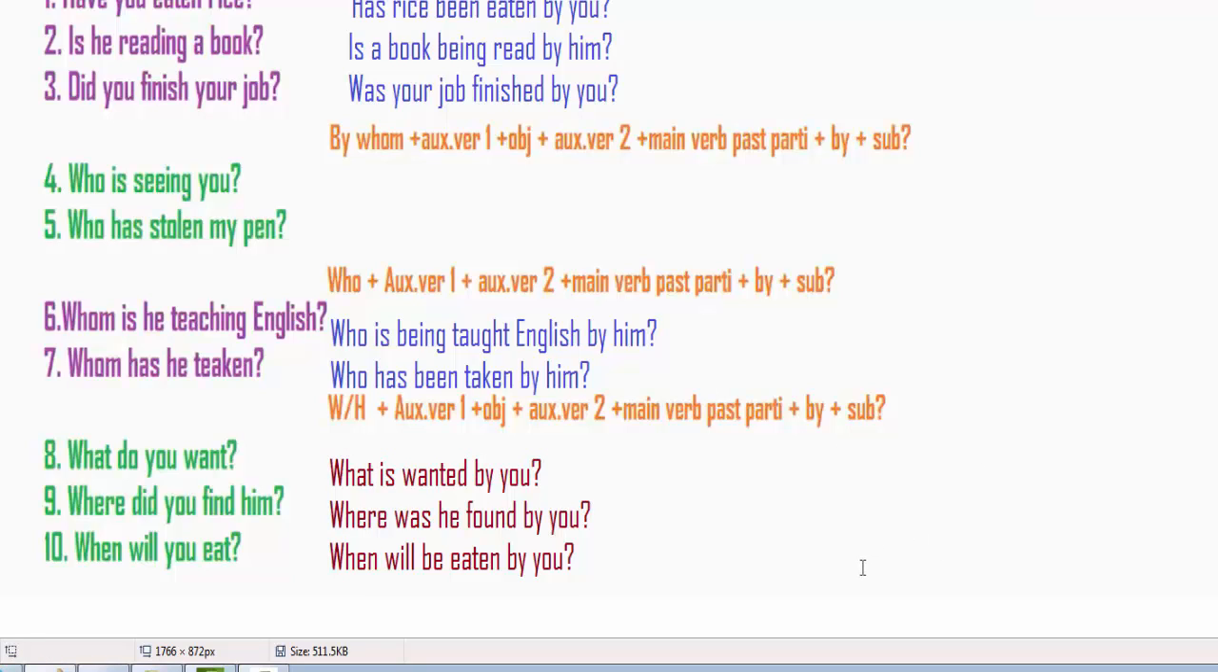Okay, this is the rule: how can we change an interrogative sentence into passive form? If you try it again and again at your home, then you will master this matter of making it passive form. Okay, thank you.